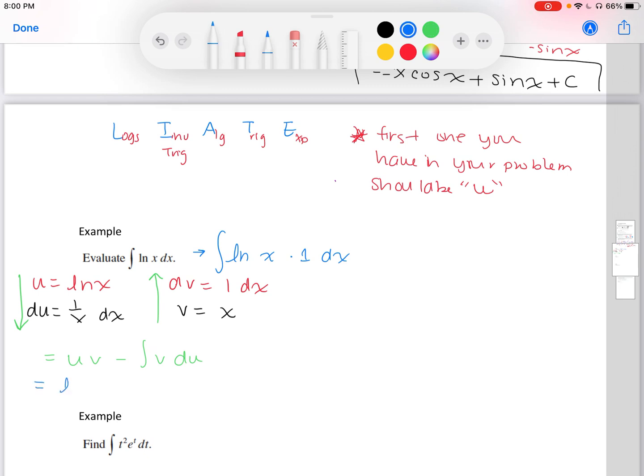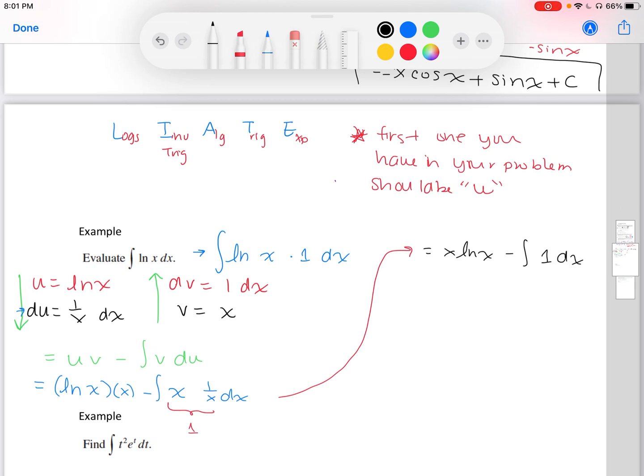So let's fill that out. Our u is ln of x. Our v is x. Minus the integral of v, which is x, and du is 1 over x dx. All right, well, what is x times 1 over x? That's just 1, right? So what we have so far is x ln of x minus the integral of 1. Well, if we're taking the antiderivative of 1, that just takes us to the variable x. So we have x ln of x minus x. Don't forget your plus c, since we have an indefinite integral.